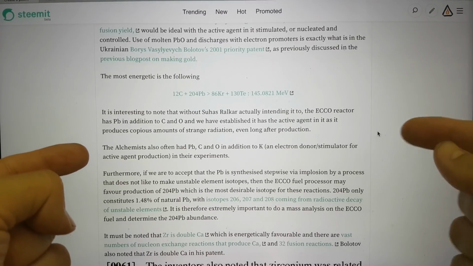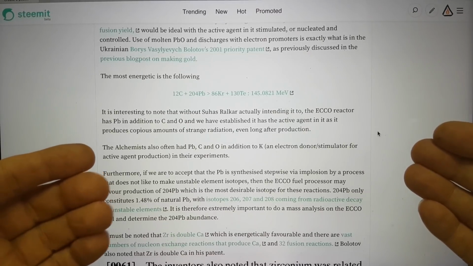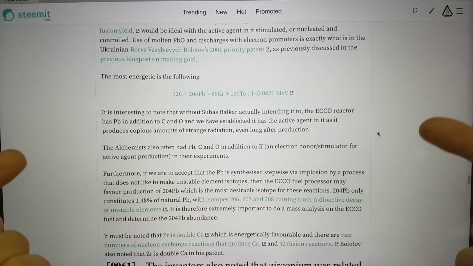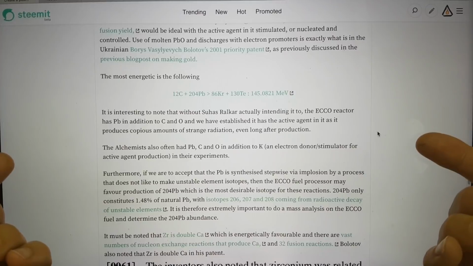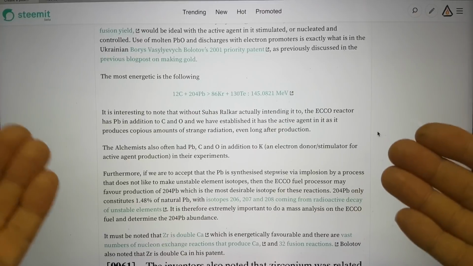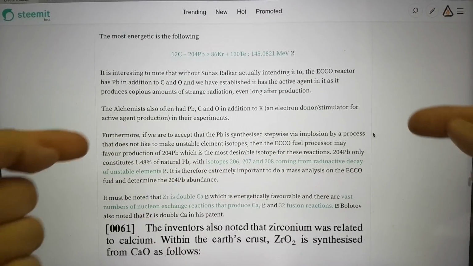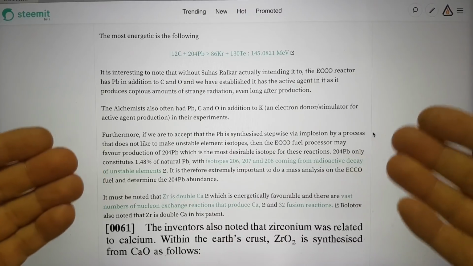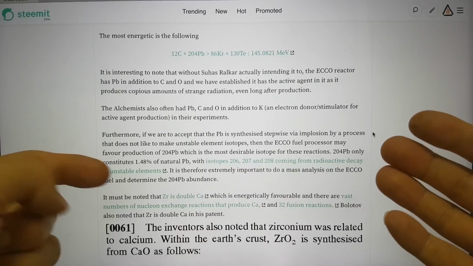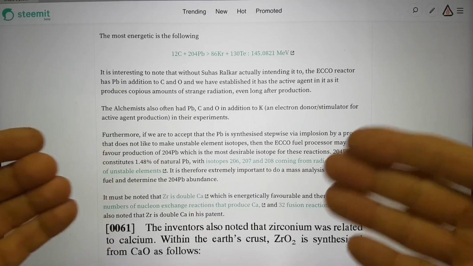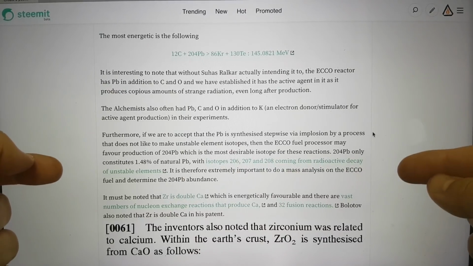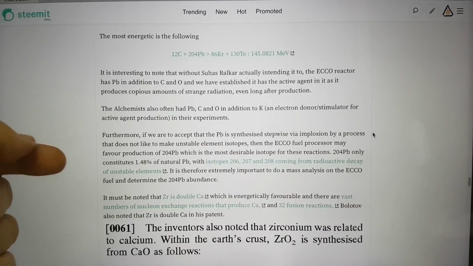Furthermore, the alchemists also often had lead, carbon, and oxygen in addition to potassium, which is an electron donor stimulator, in my opinion, for the active agent production in their experiments. So again, we're seeing that the alchemists were doing the right thing given what we're learning here. What I'm suggesting is that because we didn't have billions of years of processing of the elements in situ, the lead might not be at the perfect isotopic ratios as found in nature. So it might be really important to do a mass analysis of the lead that we have observed there.